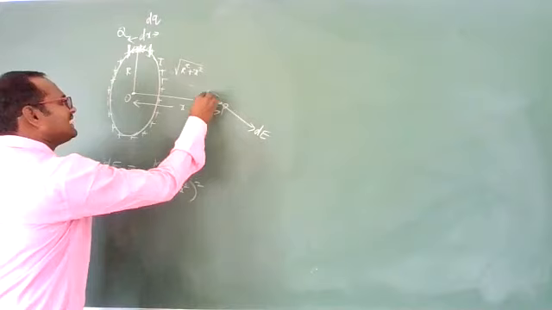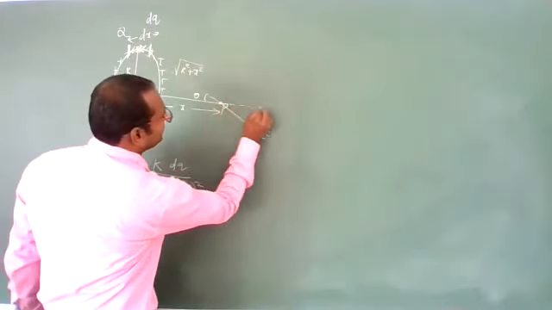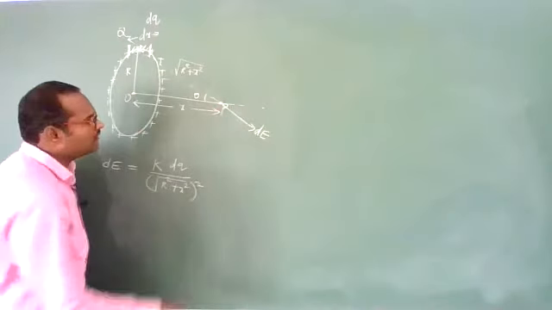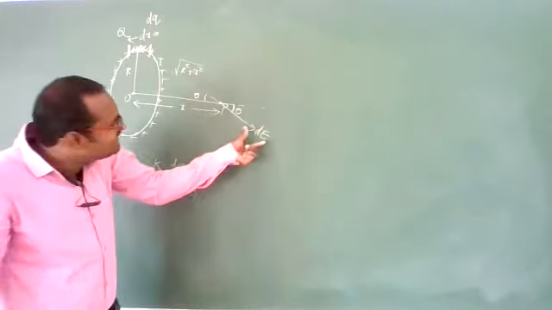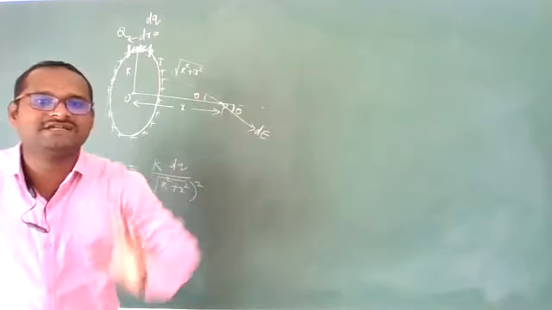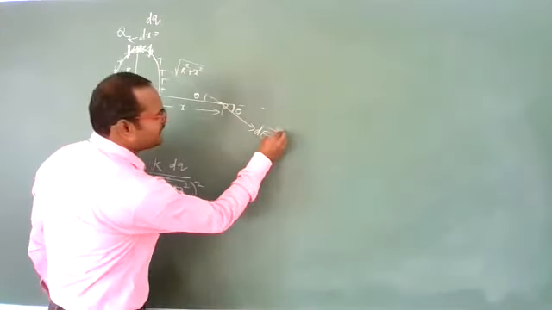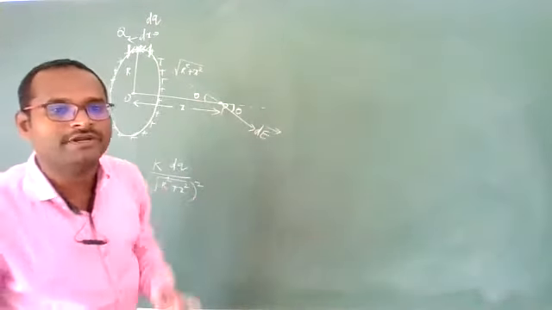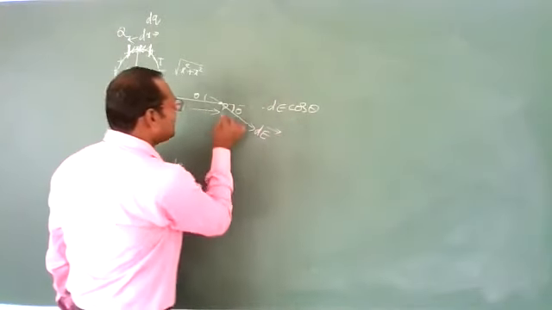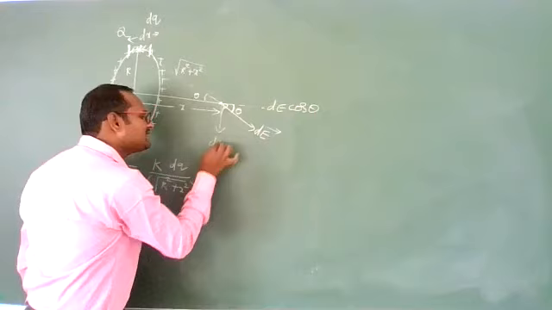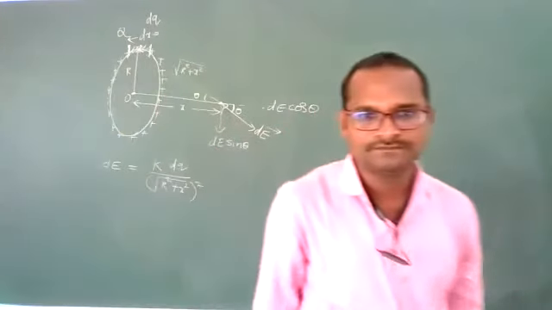Now let us suppose this is angle theta, and this will be the axial line. Now this is theta, so this is also theta. Now this dE we can resolve into its components because it is a vector quantity. I am resolving it into its components: dE cos theta here, and perpendicular to it dE sin theta. Are you getting this point?